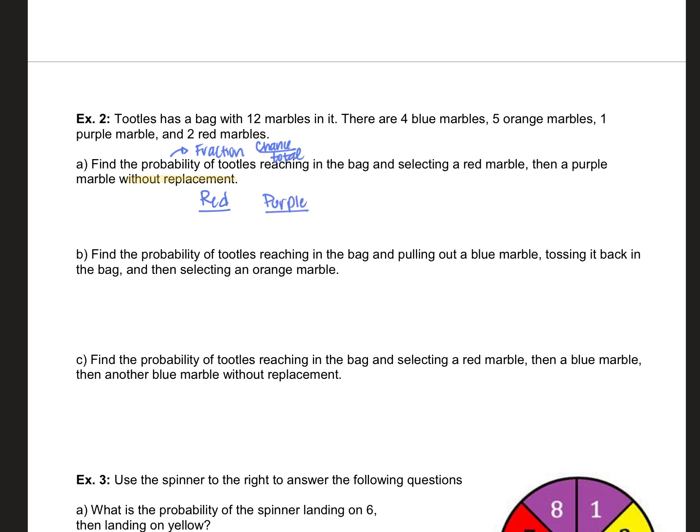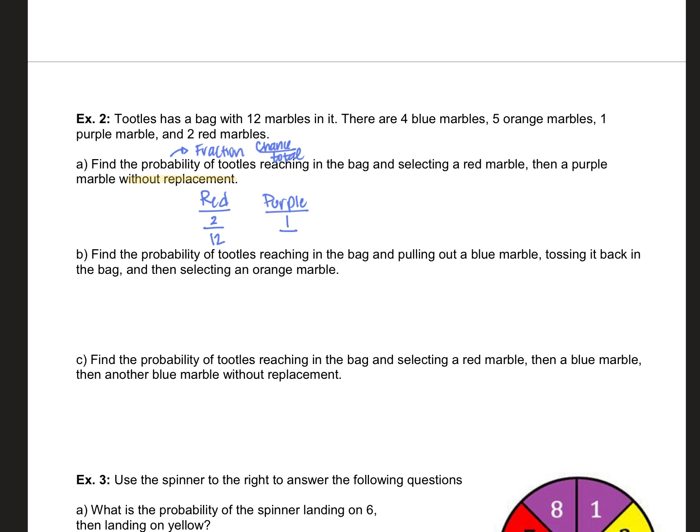Okay, so now I need to find my fractions that represent each of these marbles. The chance of me drawing a red marble is 2, because there's only 2 red marbles in the bag. And my total number of marbles in the bag is 12, so there's my probability for red. Then purple. My chance of drawing a purple is 1, because there's only 1 purple marble in the bag.